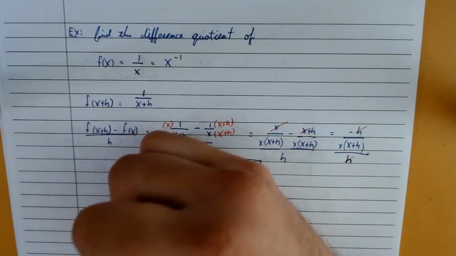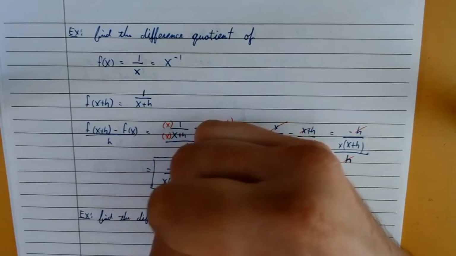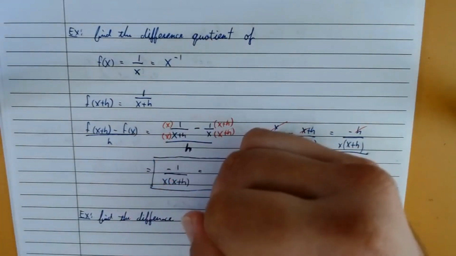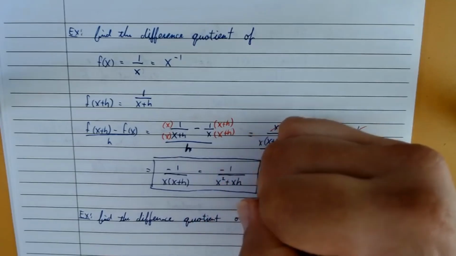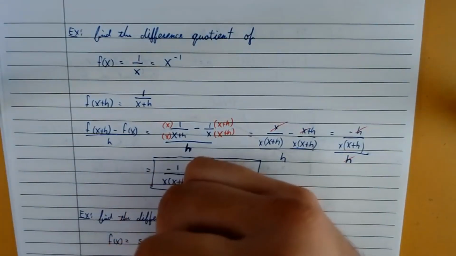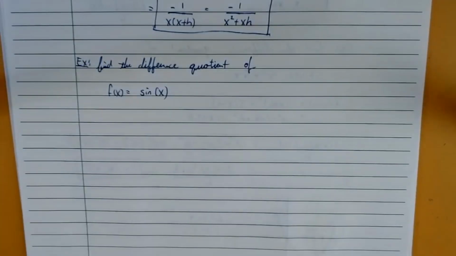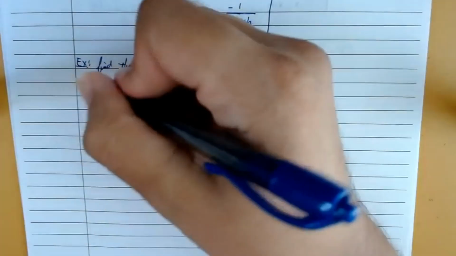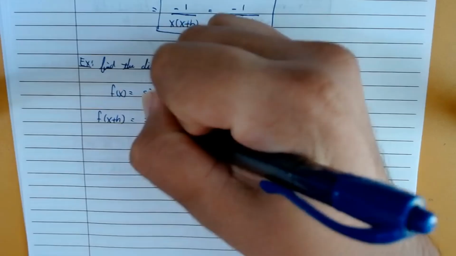Let's find the difference quotient of f of x equals the sine of x. Well, let's give that one a try. If f of x equals the sine of x, well, then f of x plus h is simply the sine of x plus h. Okay, well, that looks fairly simple.